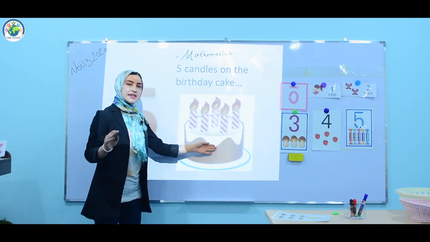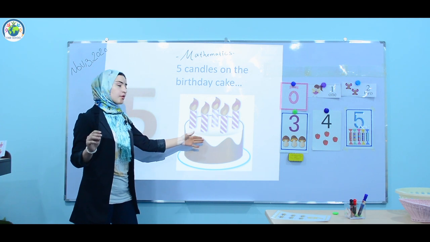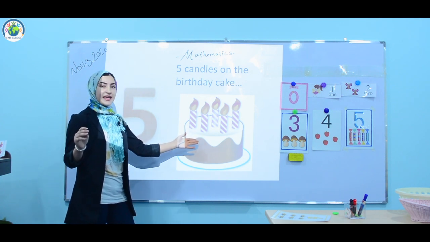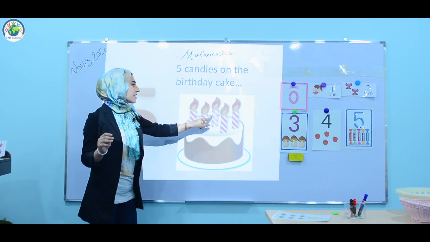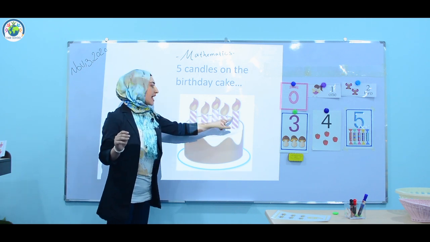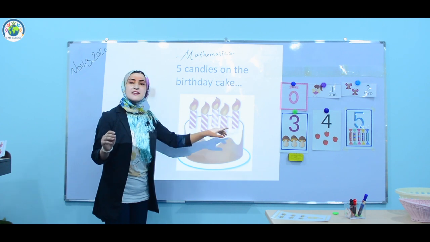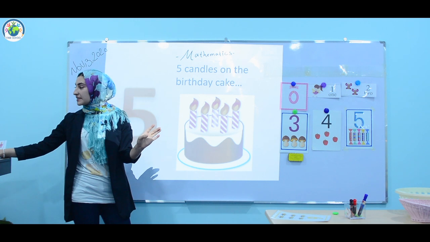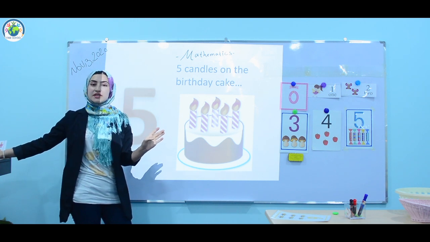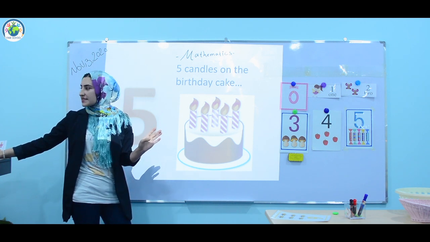Look at this birthday cake. How many candles are there on this birthday cake? Let's count. 1, 2, 3, 4, and 5. We have 5 candles on this birthday cake. And after 5, I told you we have number 6.